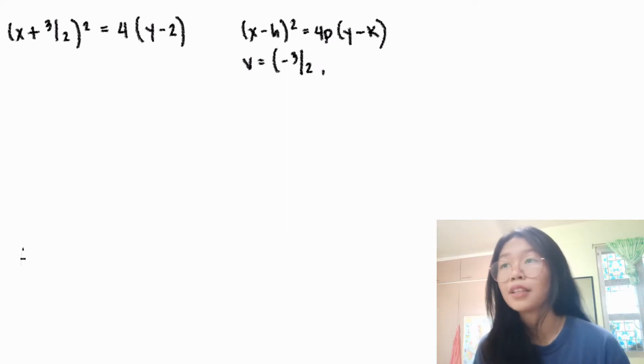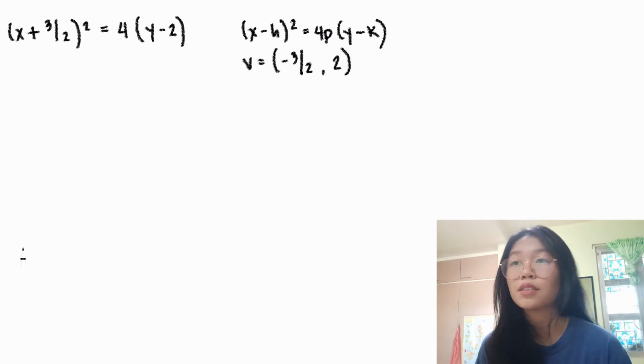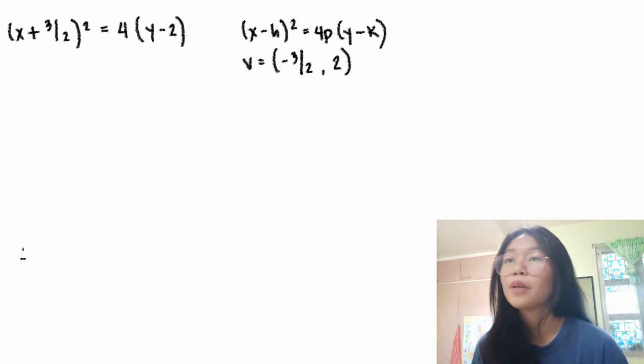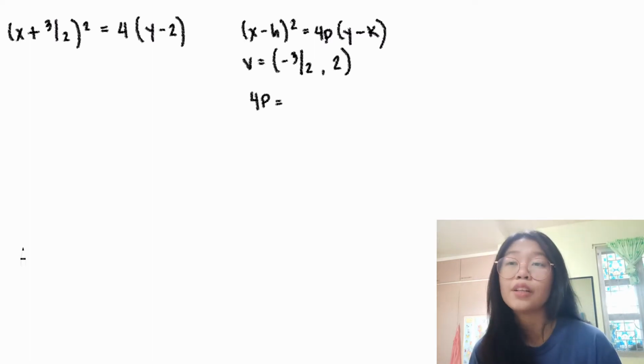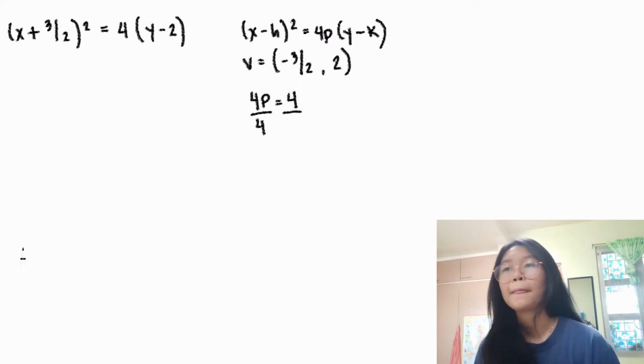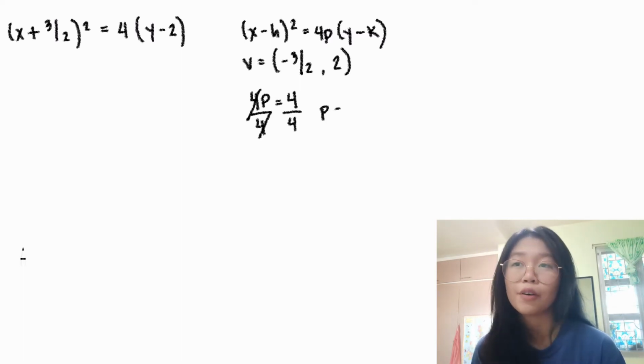After determining the vertex, we must also determine the focus and the directrix. The value of p will assist you in determining them. And the formula indicates that 4p equals 4. So we'll calculate it: divide 4 by 4, and the result should be p equals 1.